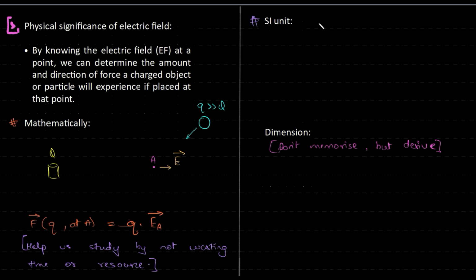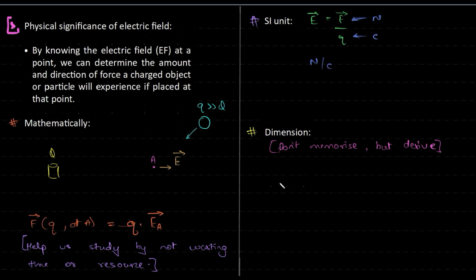So SI unit, quite simple. E is nothing but F by Q. So this is basically Newton per Coulomb. So yes, Newton per Coulomb.